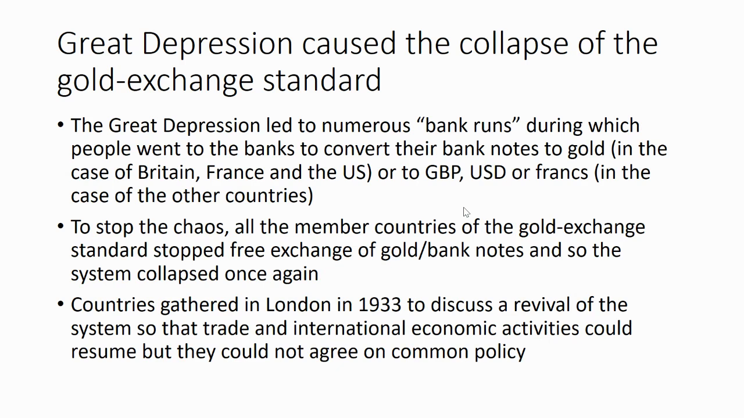The Great Depression, which took place around the world, most notably in the U.S. and Europe, led to numerous bank runs during which people lost confidence in the monetary system. So they went to exchange their banknotes to gold, or, in the case of the non-US, non-French, non-British countries, they exchanged it to the currencies of those that could be exchanged into gold, right? To stop all the chaos, the countries then stopped free exchange again, and the system collapsed. Countries did gather to try to revive the system, but it didn't work, right?